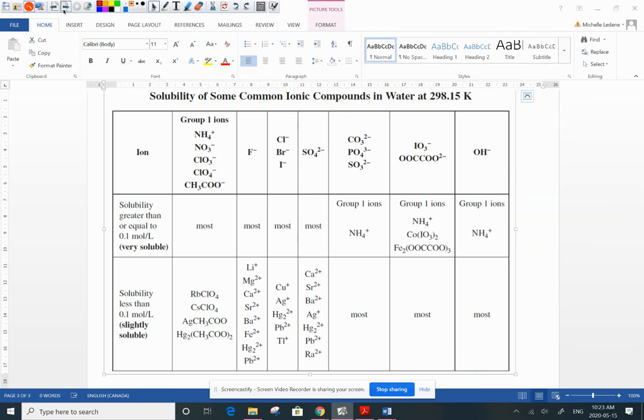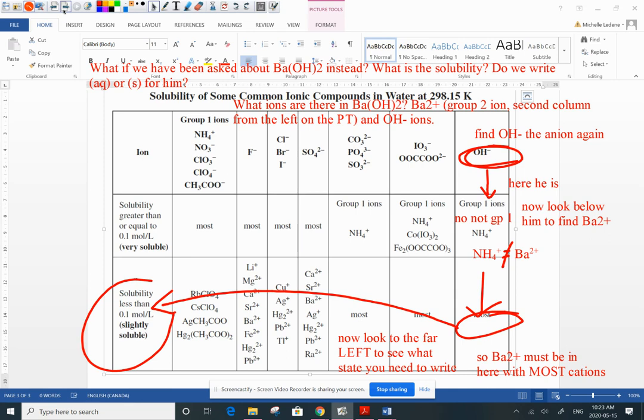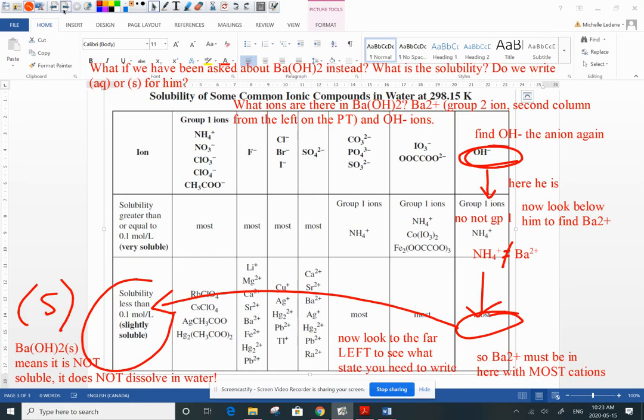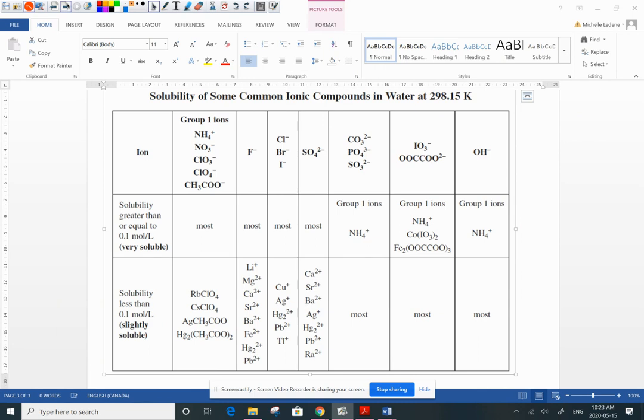Now what do we do? Well, same thing as we did before. We look to the far left and then that'll tell us what state do we write. What state? Well, this time is a solid. So just like the sand that did not dissolve, it is not soluble. It is not going to dissolve in the water. And so we write Ba(OH)2 solid. Doesn't dissolve in water, it's not soluble. Okay, so that is how you use your solubility table.